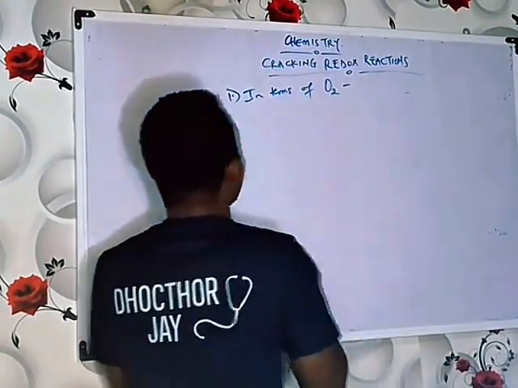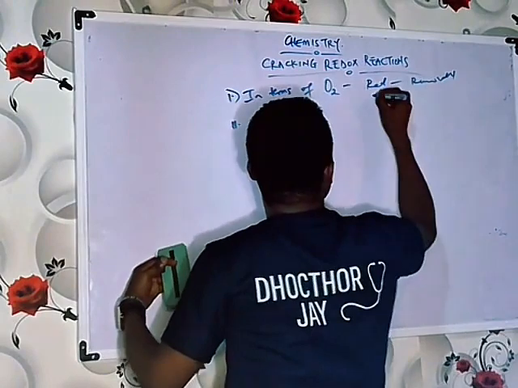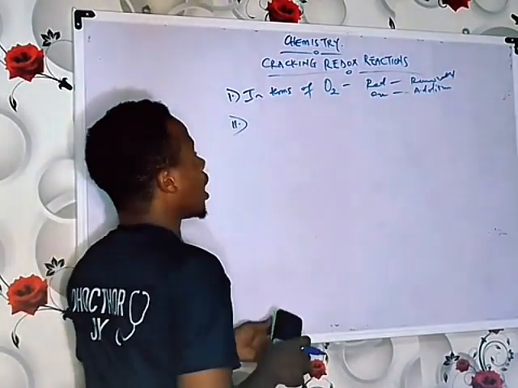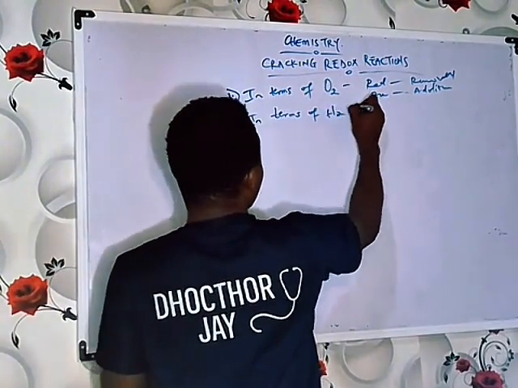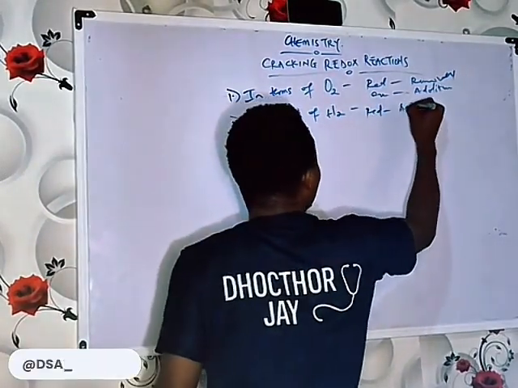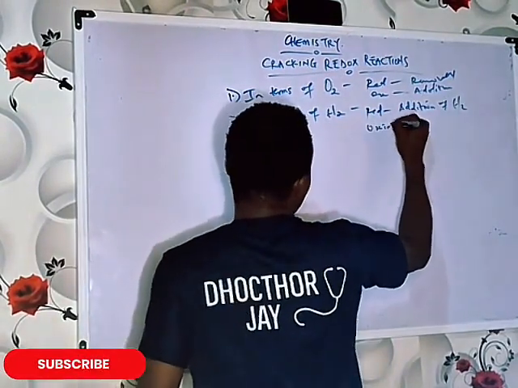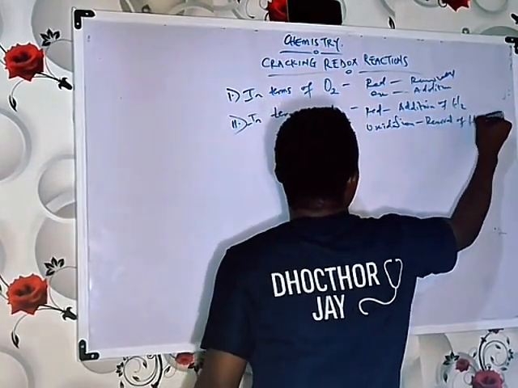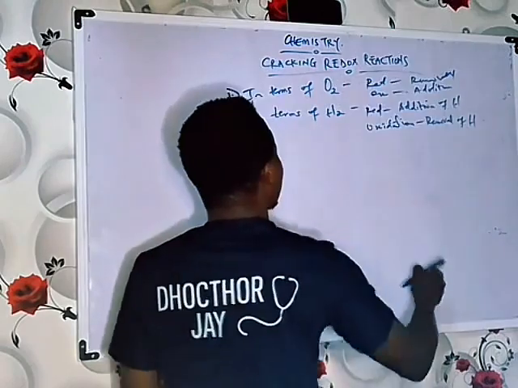Now, we go down to the second one. Number two. Red is removal and ox is addition. The second basis or term is in terms of hydrogen. In terms of hydrogen, reduction is addition of hydrogen this time around, the opposite of what we have above. And of course, like you expect, oxidation is going to be removal of hydrogen. Let me use H instead of H2. So addition of hydrogen, removal of hydrogen.